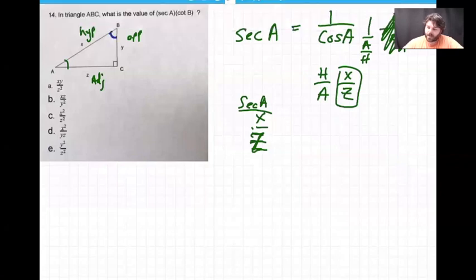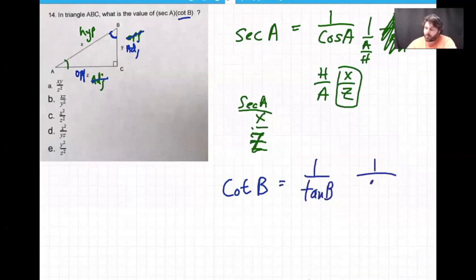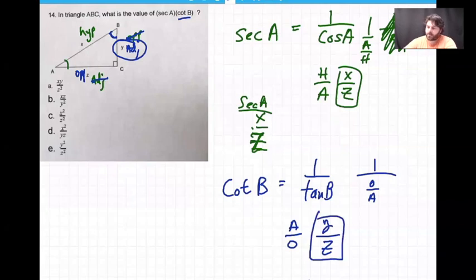From angle B's perspective, we're not dealing with the opposite and adjacent as we had from angle A. This is our opposite now because it's on the opposite side, and this is our adjacent side. We're looking for secant of A times cotangent of B. Remember, cotangent is 1 over tangent, and tangent is opposite over adjacent, so when we flip that, we get adjacent over opposite. Adjacent is y divided by opposite, which is z. So y over z is the cotangent of B.